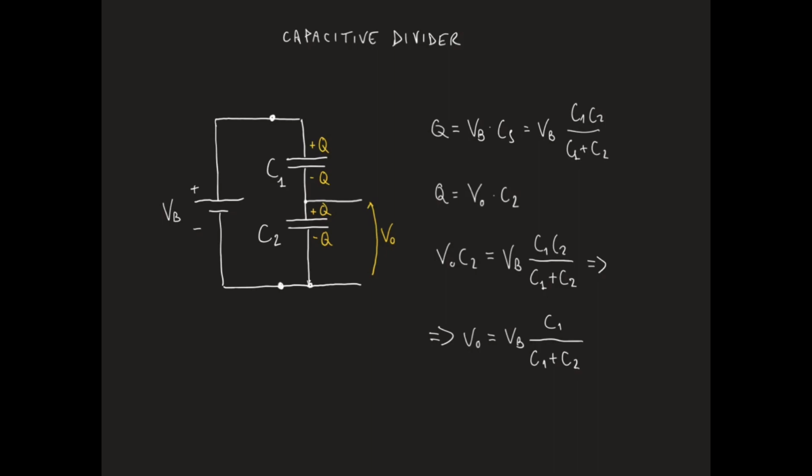Note that, as in the case of the resistive divider, also for the capacitive divider, the output voltage is always smaller than the input voltage, given the fact that the multiplicative factor C1 over C1 plus C2 is always smaller than 1.